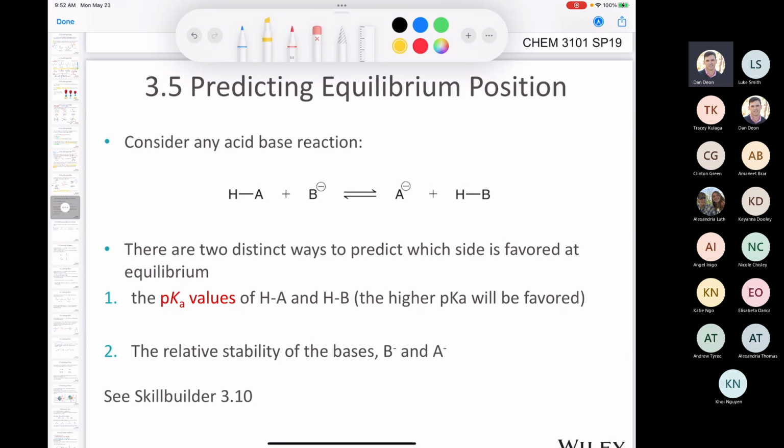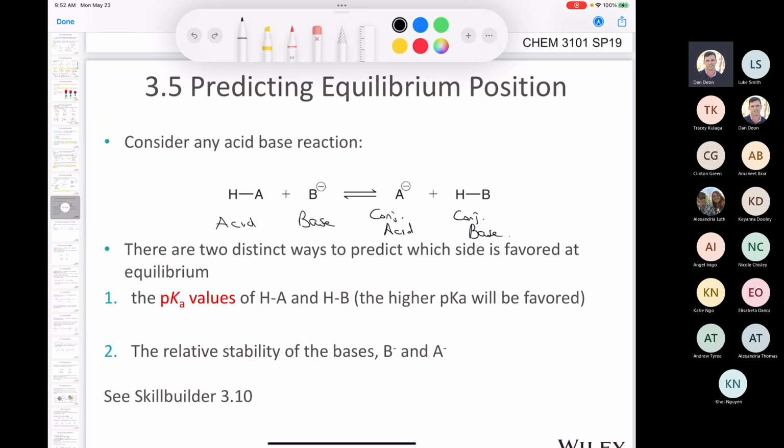And if we look at any kind of acid-base reaction, like this one here, where we have an acid and a base, and we have a conjugate acid and a conjugate base, you've got two options to predict which side the equilibrium is going to lie to. Is it going to lie to the right, or is it going to lie to the left?